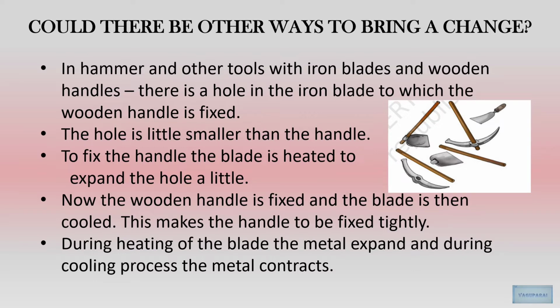In that case, what we do is that we heat up the iron blade. Now, what happens? The ring expands due to heat. So, once the ring becomes bigger, we place the handle inside the ring and start to chill the blade. Now it contracts and the handle gets fixed very easily into the blade.